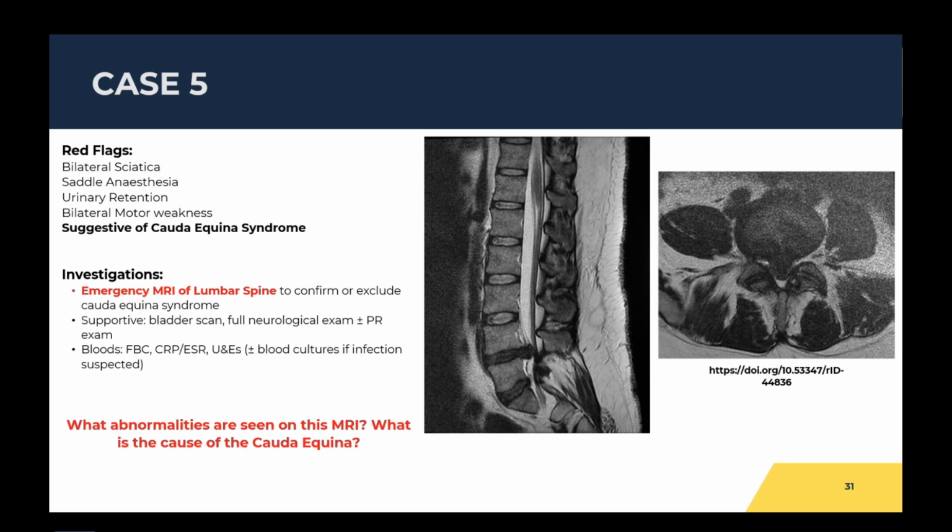So the next question. I've got two MRIs from this patient. What abnormalities can you see on this MRI? And what do you think the cause of this patient's Cauda Equina is? Let's give you a few seconds.